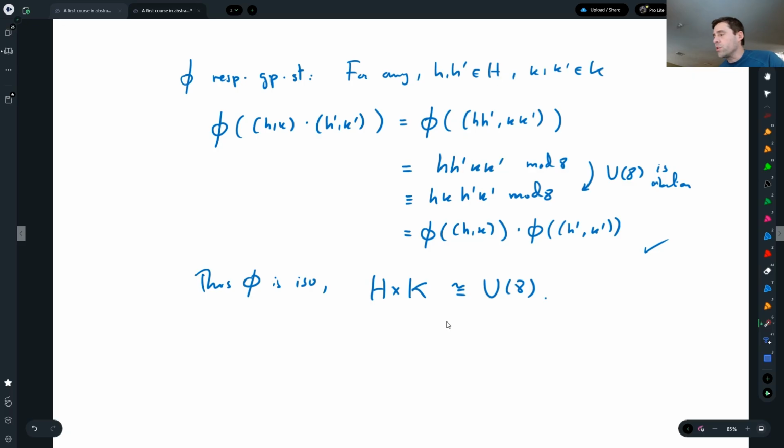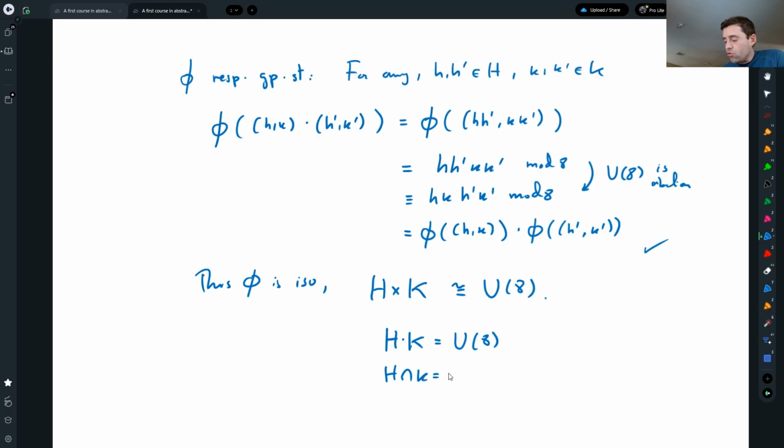There's one more condition that we're going to add on for it to be an internal direct product. Actually, we also want that the product of the elements of H times something in K is actually equal to U8, and that their intersection is trivial. So it turns out that those two things are also true in here. We'll talk more about those in a second.